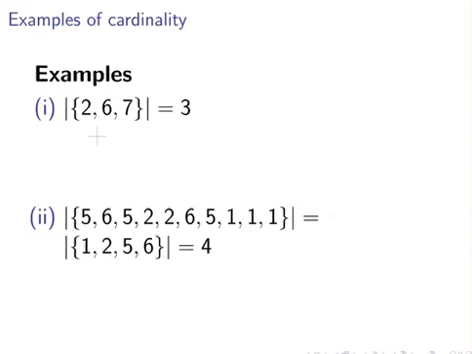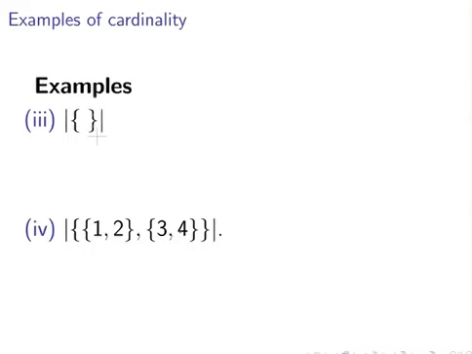Moving on to the third example, this is an empty set. There is a set here, but it doesn't contain any values. So it's not a typo, it's not a mistake. Essentially, it is not a contradiction in terms. It is simply that the cardinality of that set is 0.